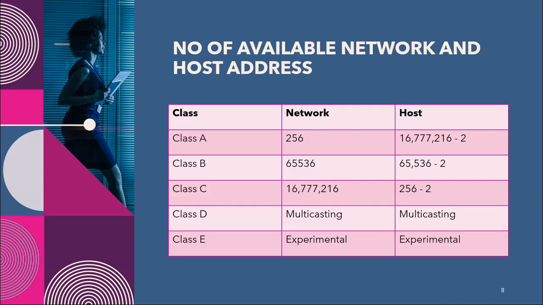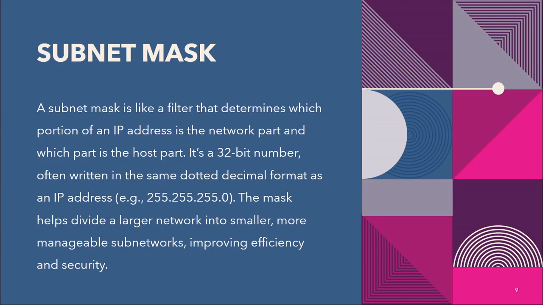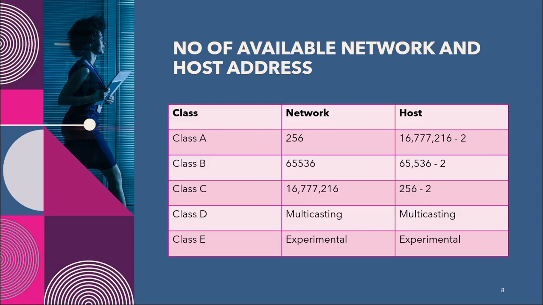So let's go to the next one. Like I said earlier, in class A IP addressing, we have 256 total networks that we can have, and we have up to 16 million plus IP addresses for the hosts. And this -2 here signifies that when you are doing subnetting, two IP addresses are taken out, which are the IP for the network and the broadcast.